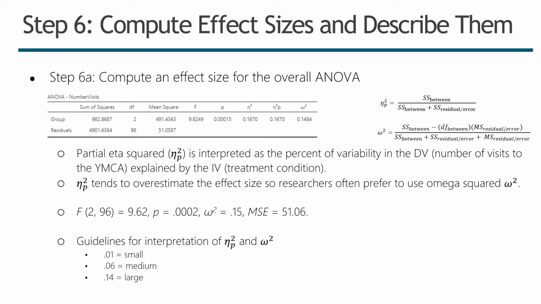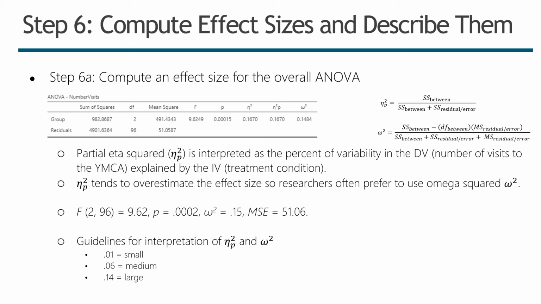The formulas are off to the right on the screen there, but what you'll see is that some programs only compute partial eta squared or eta squared, and so you'll see this reported in a lot of studies. Right? And it's interpreted as the percent of variability in the dependent variable that's explained by the independent variable. However, eta squared tends to overestimate the effect size in the population, so researchers often prefer to use omega squared rather than eta squared. And that's what I'm going to use here. It's a less biased estimate of the population parameter. So I'm going to use omega squared.